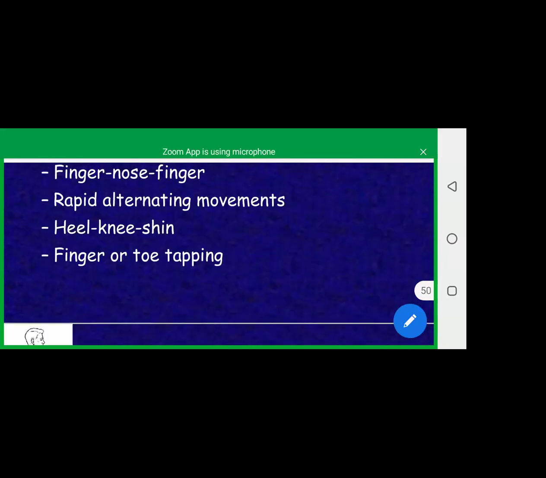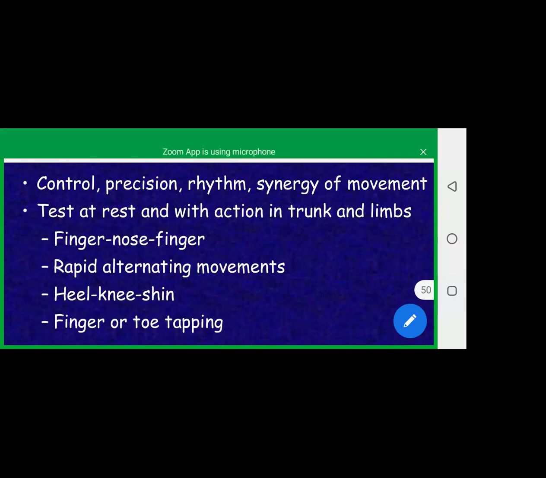Number 1 is level of consciousness. Conscious, unconscious. Conscious, we don't need to do any other thing. Unconscious or altered level of consciousness, we do GCS. So we can know if the score is 9, if it is 10, if it is 8.